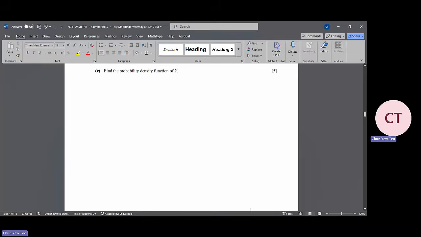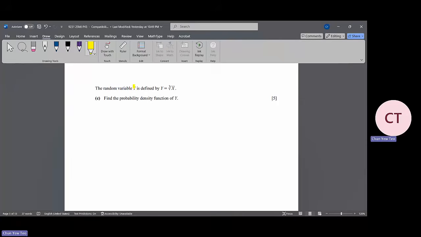Move on. We have 3c. The variable Y is defined by Y equals the cube of X. We want to find the PDF of Y. To find it, we need to find the CDF of X. So we need to find F of x, which means integrating from 0 until x. This will give you x squared over 50.